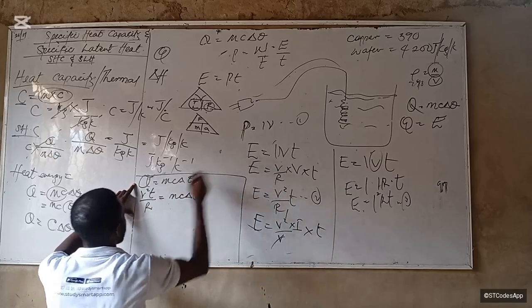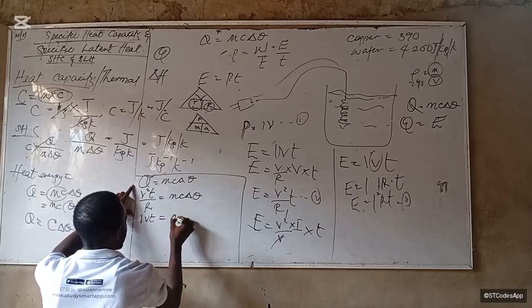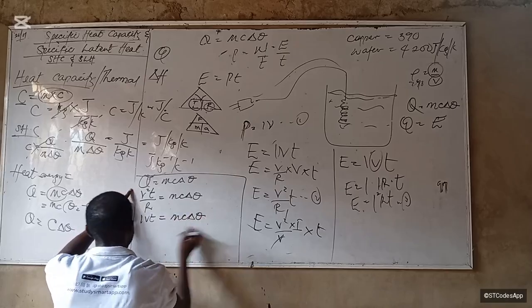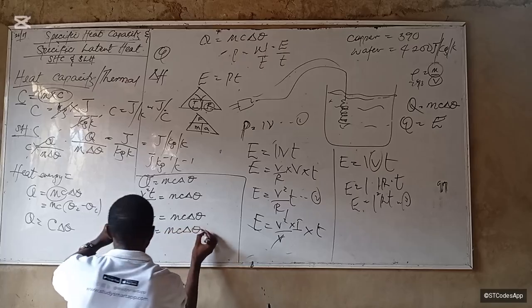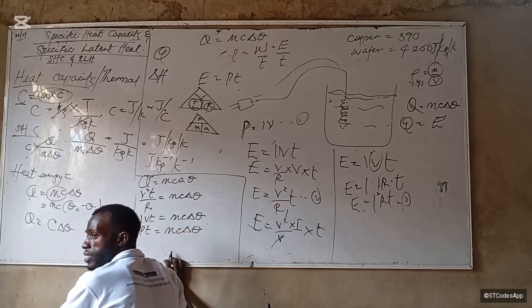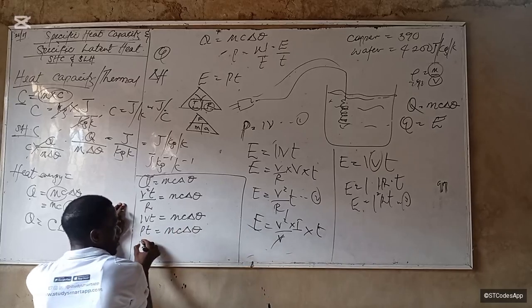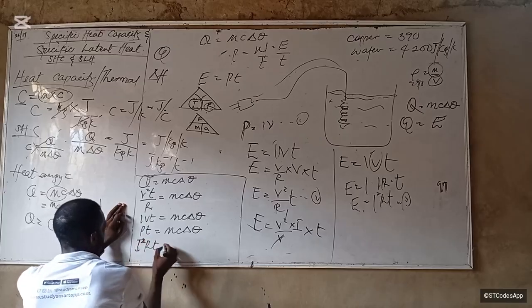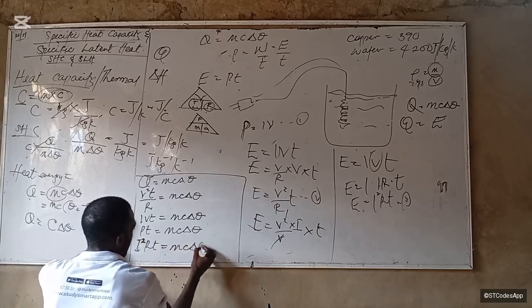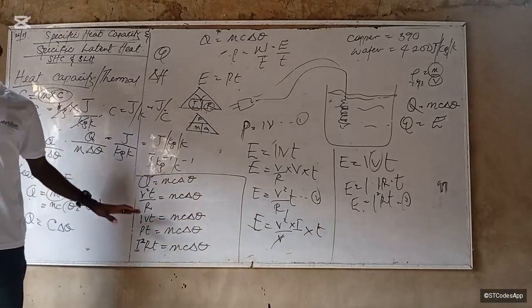We started off from here: IVT is equal to what? MC delta theta. IV is power, so PT is equal to what? MC delta theta. If you are not getting it, raise your hand. You are getting it, right? Then the last one there, I squared RT is equal to what? MC delta theta. And this is all the possible formula combinations that you can have.